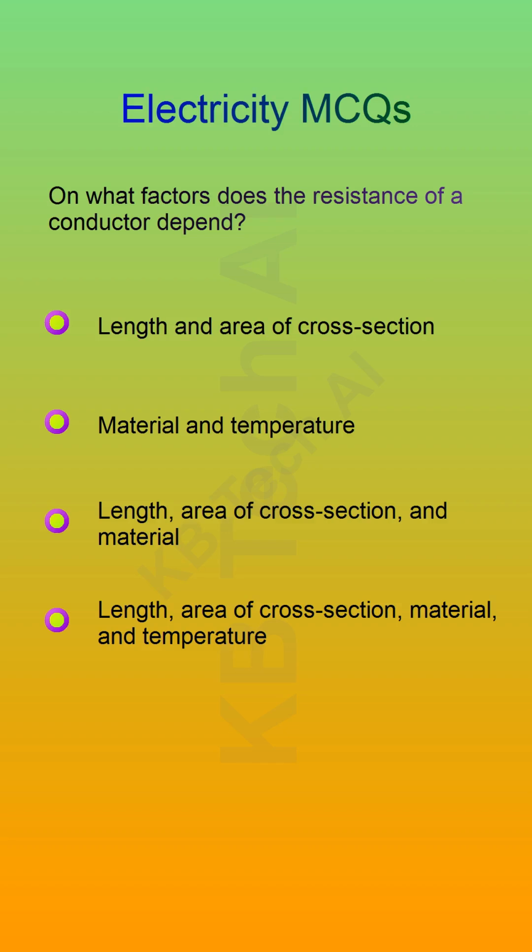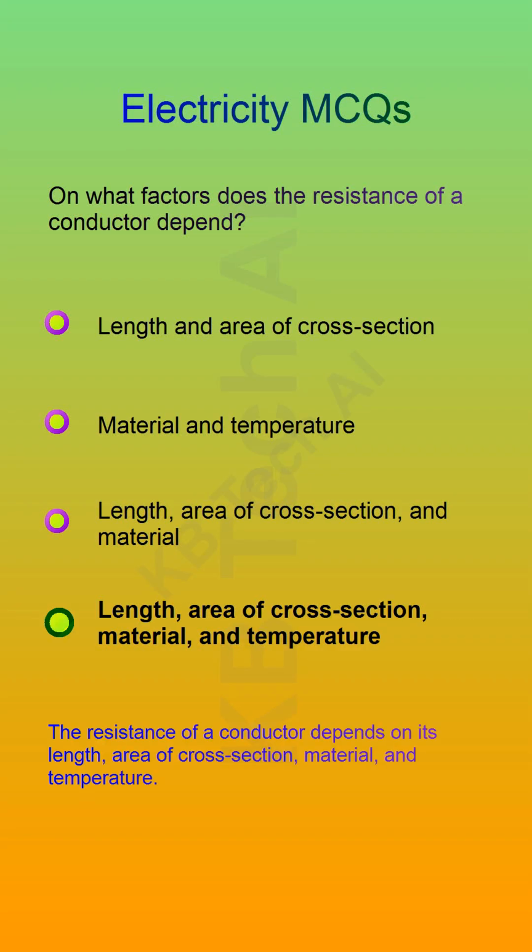On what factors does the resistance of a conductor depend? Option 1, length and area of cross-section. Option 2, material and temperature. Option 3, length, area of cross-section, and material. Option 4, length, area of cross-section, material, and temperature. The answer is, option 4, length, area of cross-section, material, and temperature.